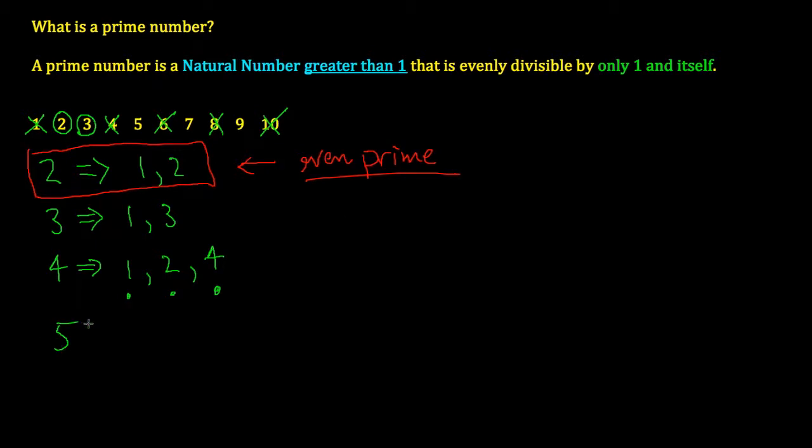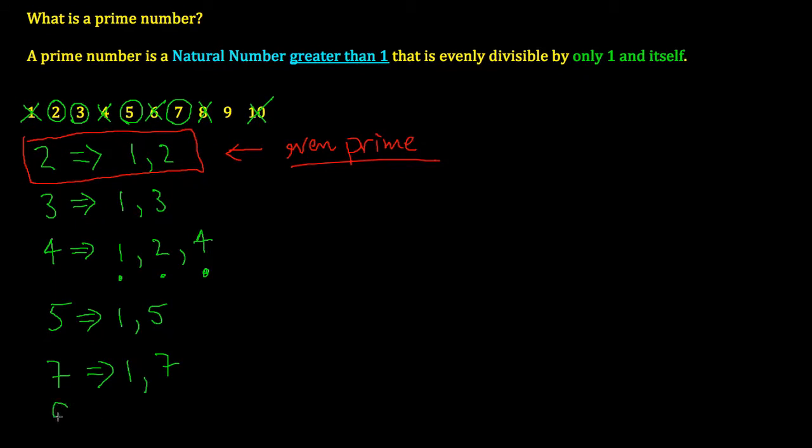On to 5. Well, 5, yes, that's only divisible by 1 and 5. So it is prime. What about 7? 7 is divisible by 1 and 7. So it is prime. So you might be thinking at this point, maybe every odd number is prime. Well, once we hit 9, we see that that's not true. 9 is divisible by 1, it's divisible by 3, and it's divisible by 9. So it has, again, 3 factors, so it is not prime.